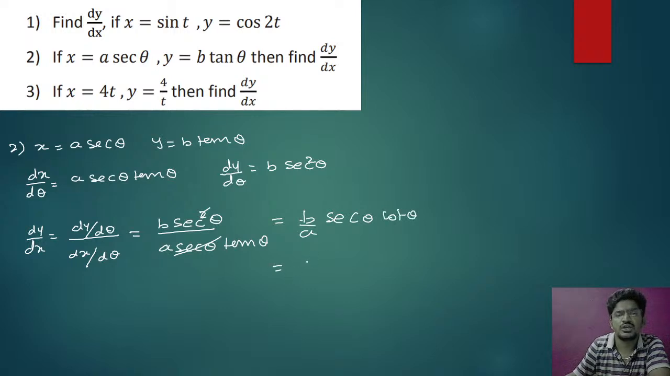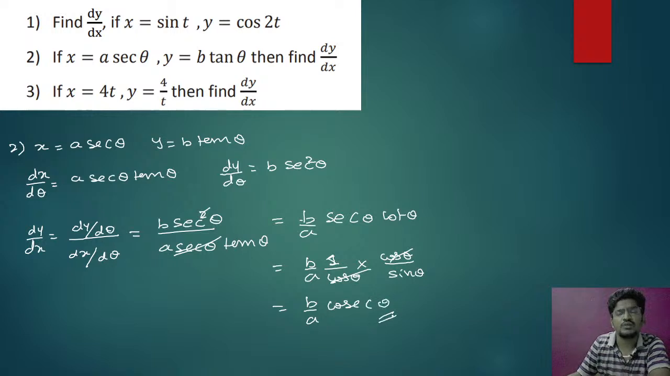That is nothing but b by a. Sec is 1 by cos and cot is cos theta by sin theta. You can cancel cos and cos. So that will be b by a cosec theta. This is your answer. Clear?